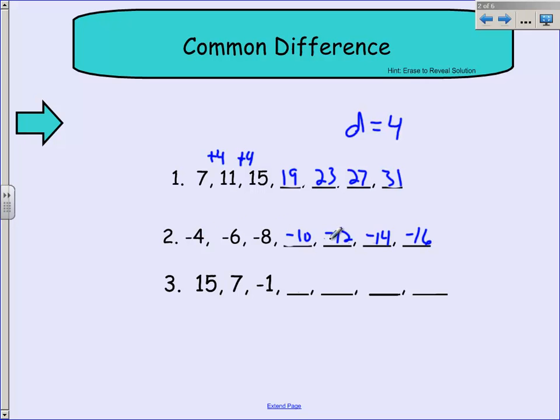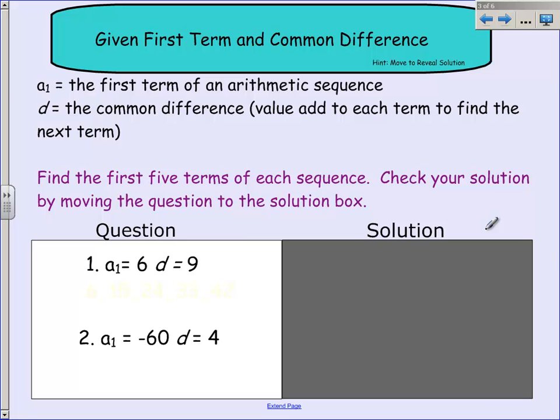Number 2, the next terms here would be negative 10, negative 12, negative 14, and negative 16. Here we're subtracting 2 each time. That's still arithmetic, so the common difference is negative 2. For this third example, we are subtracting 8 each time. So this would be negative 9, negative 17, negative 25, and negative 33. Here our common difference is negative 8. So an arithmetic sequence must have a common difference between any two consecutive terms.